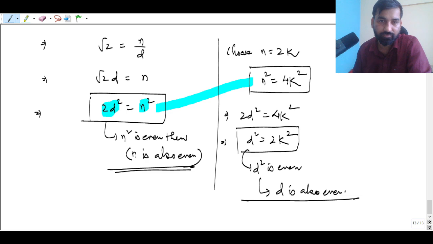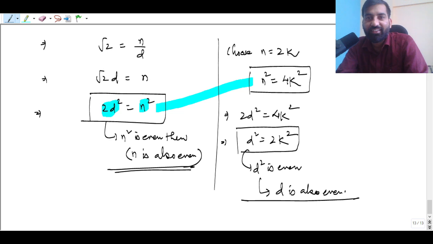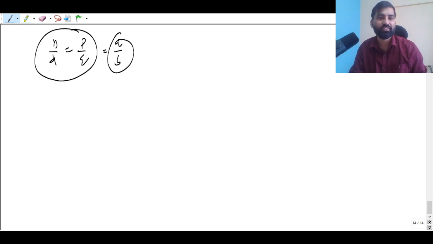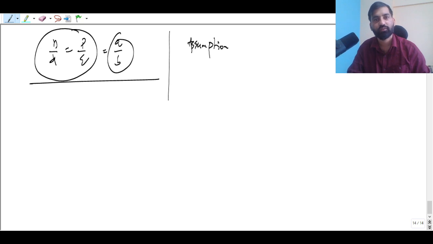Here n by d was in its standard form, right? So this is a contradiction, because initially we said that you can take n by d, or in place of n by d you can also write p by q, or a by b, no problem. So initially my assumption was that n by d is in its simplest form.